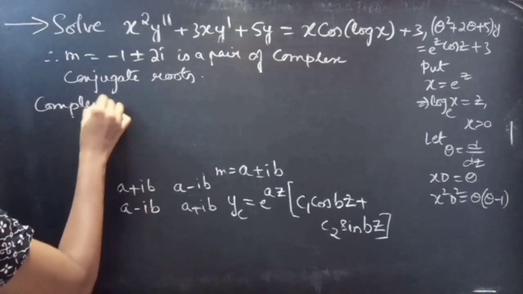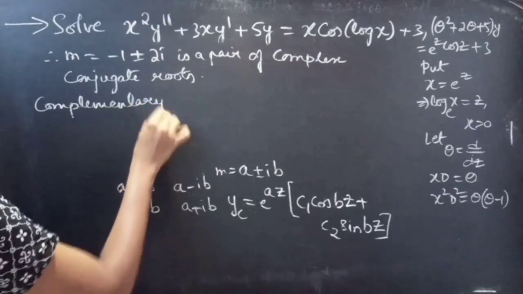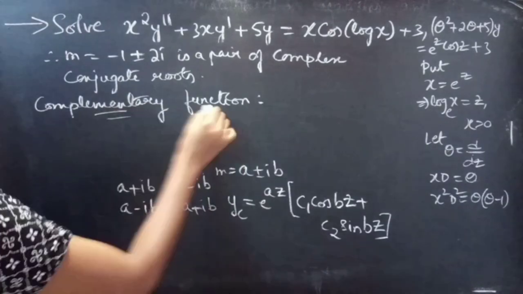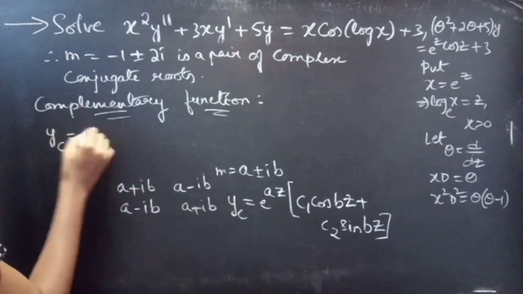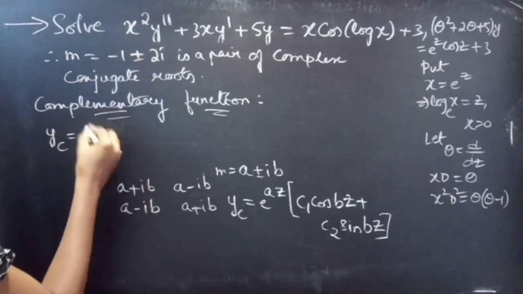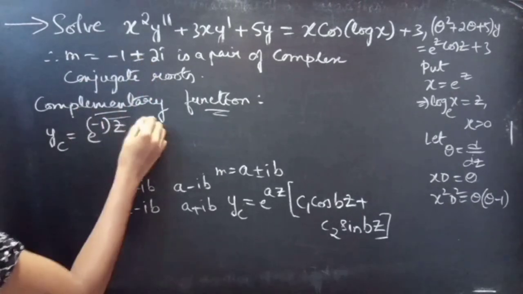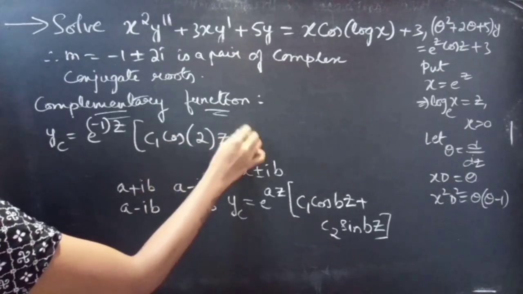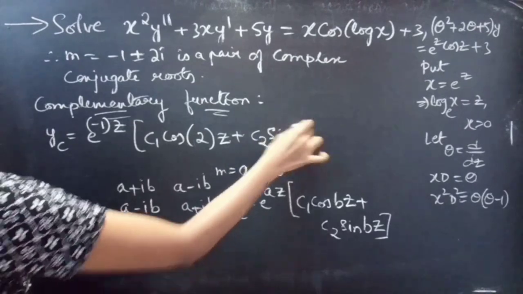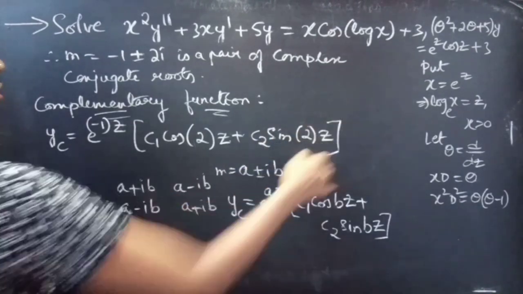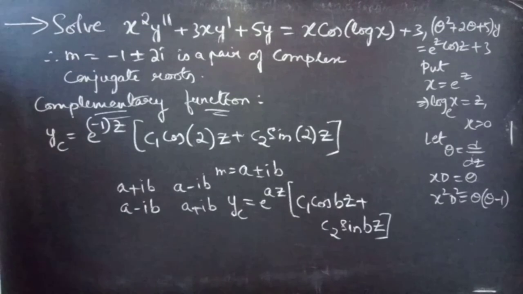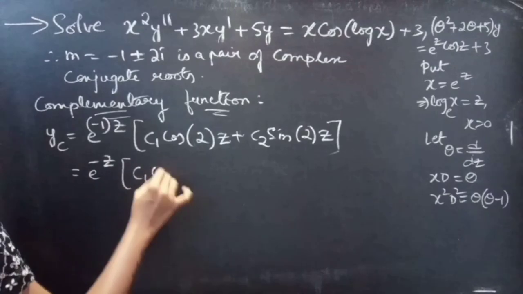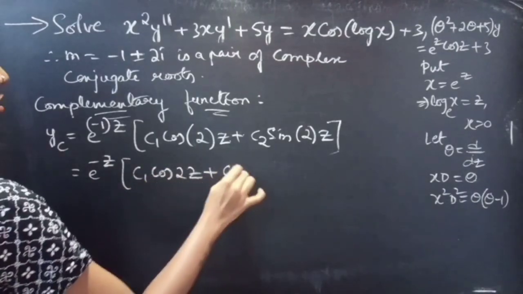Our complementary function looks like y equals e power. For a equals minus 1, we'll get minus 1 into z into one constant into cos. For b equals 2, we'll get 2 into z plus c2 sine 2 into z. This becomes e power minus z into c1 cos 2z plus c2 sine 2z.